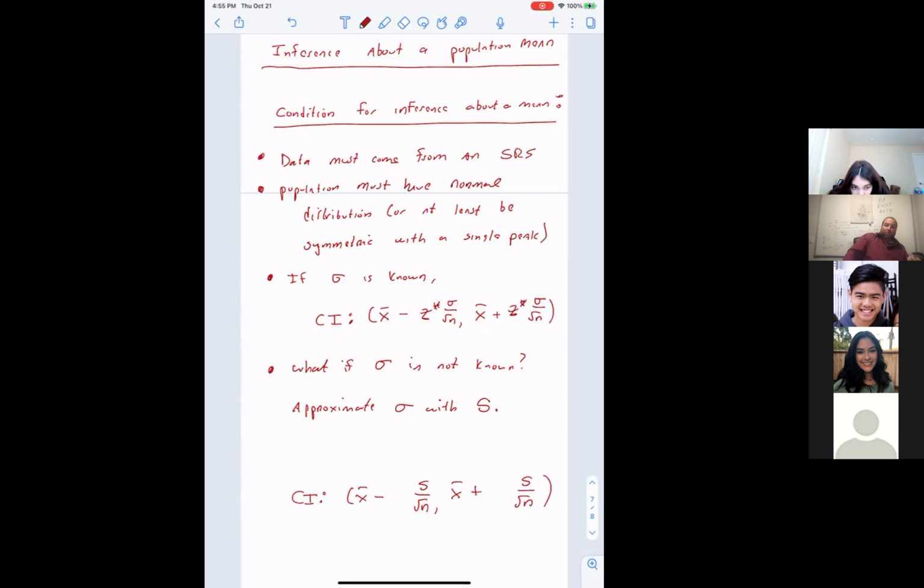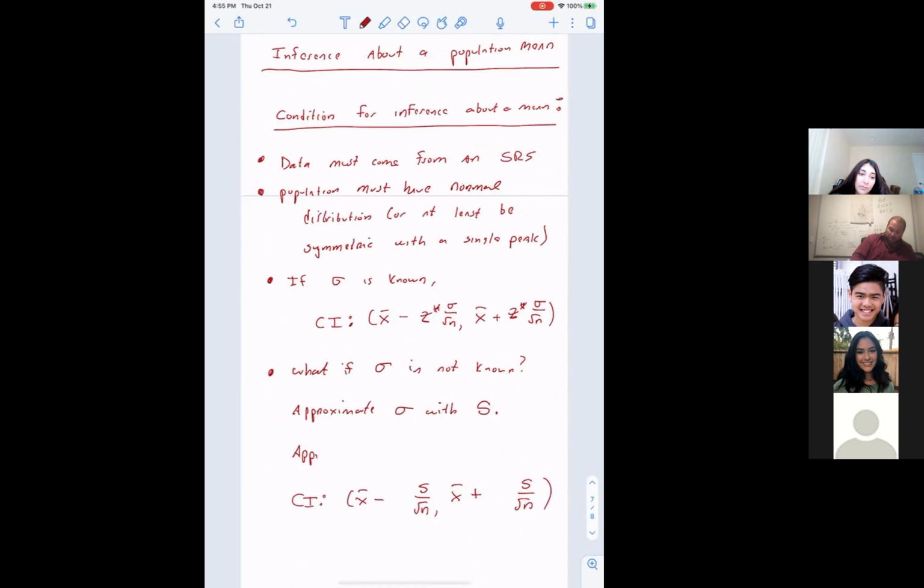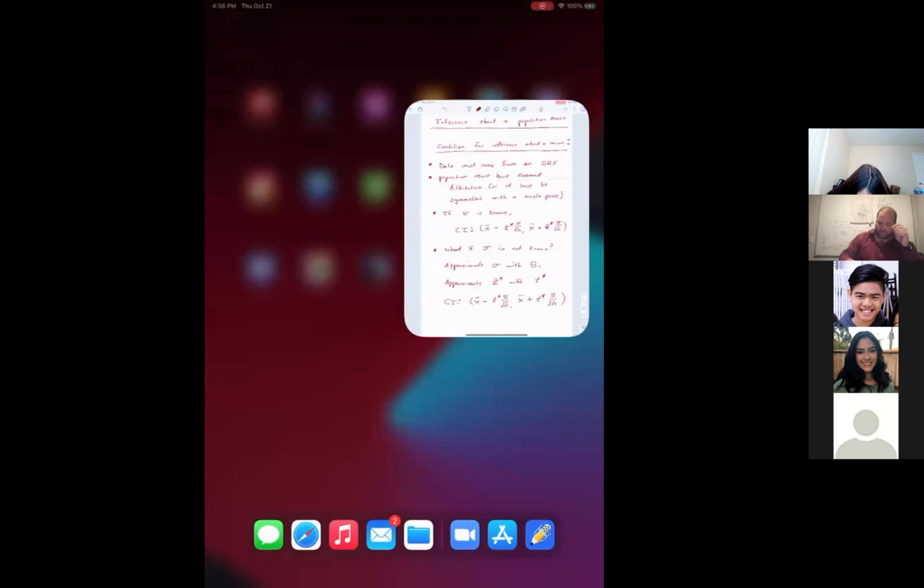And the question now becomes, what is that something that we're going to replace z star with? And the answer is, approximate z star with t star. Now I know what you're thinking. What the hell is t star? That's a great question. So what I'm going to do here is share my screen for a second.